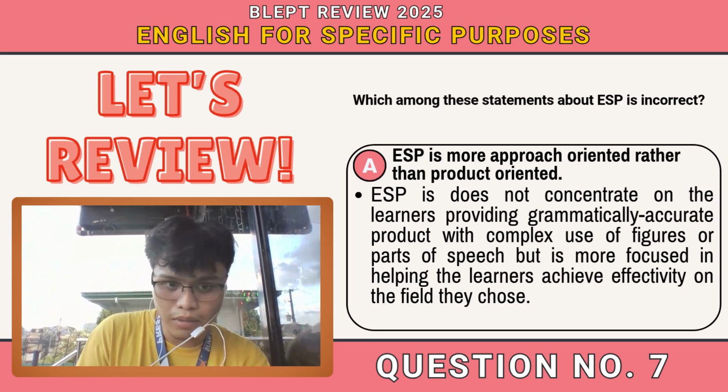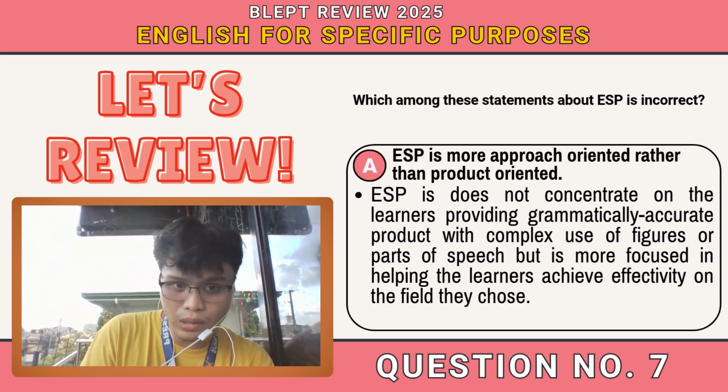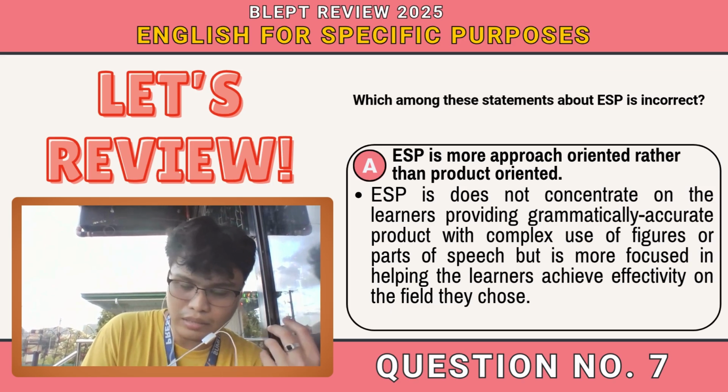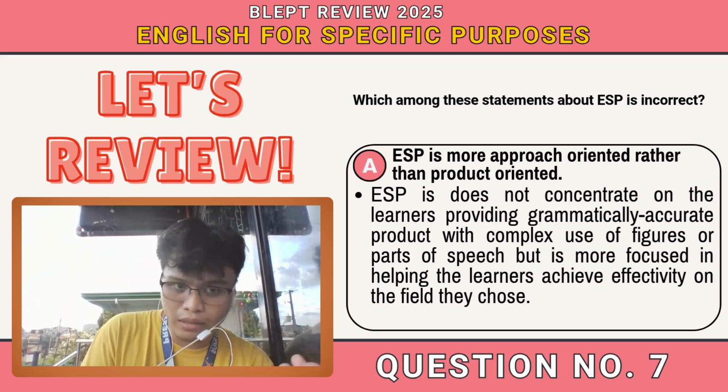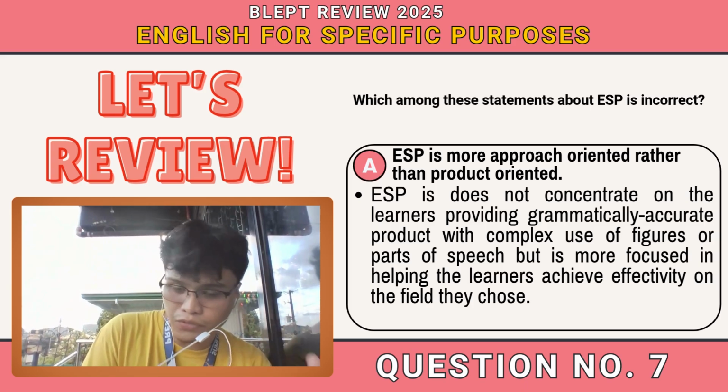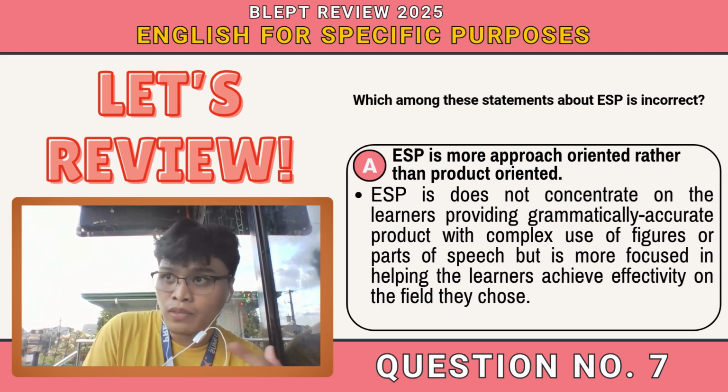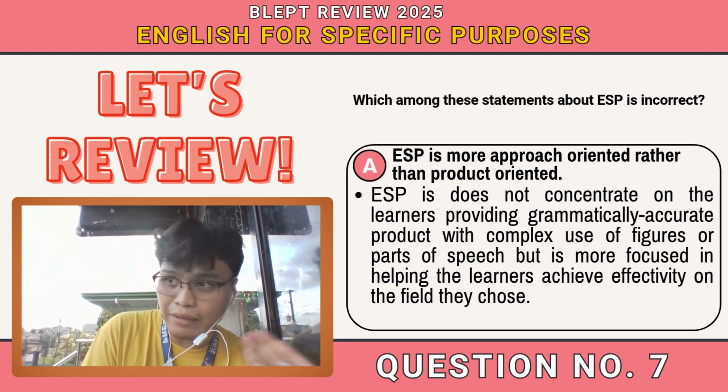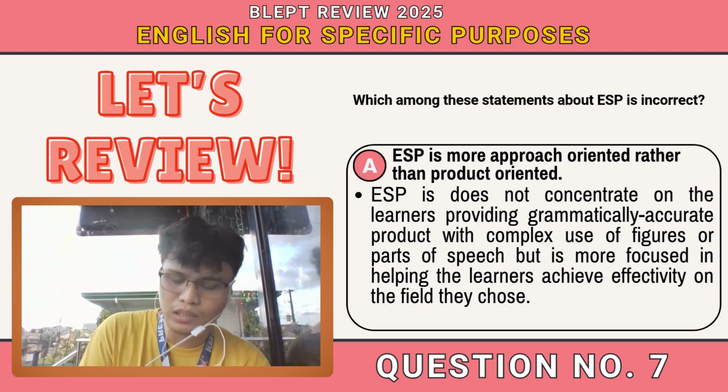The other distractor, ESP is more approach-oriented rather than product-oriented, is actually correct. It is a correct statement. It does not concentrate on learners providing grammatically accurate products with complex use of figures of speech, etc., but rather on how effectively they use the language in the field that they belong to. So it is about approach: how they use the language, how we deliver it to them, how we teach it to them, considering the field where they are working. So it's approach-oriented.